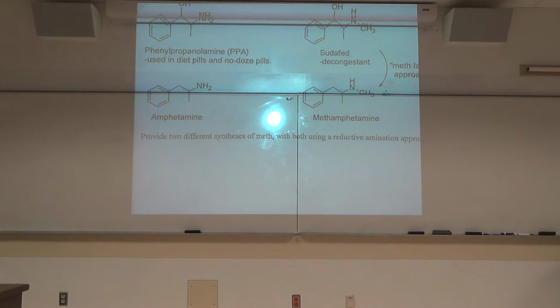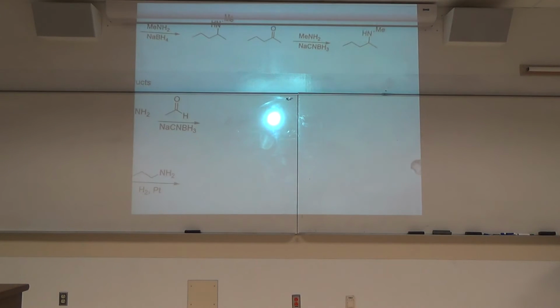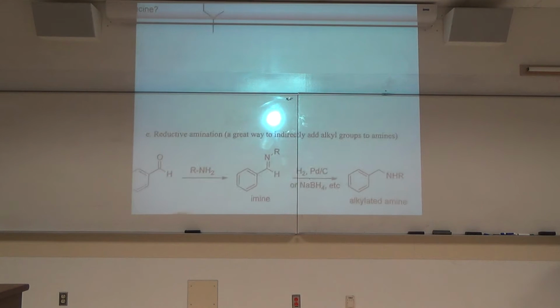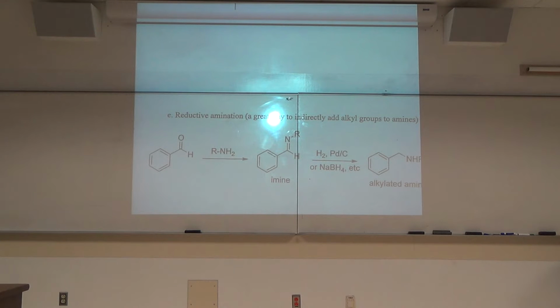Well, using our reductive amination approach, we can do it. Because reductive amination is what? It's a way to make alkylated amines, starting with an amine that has one less alkyl group. You have to think about this synthetically. What does the reaction do and give? On the previous page, let's go back. Now this is at the bottom of a previous page.